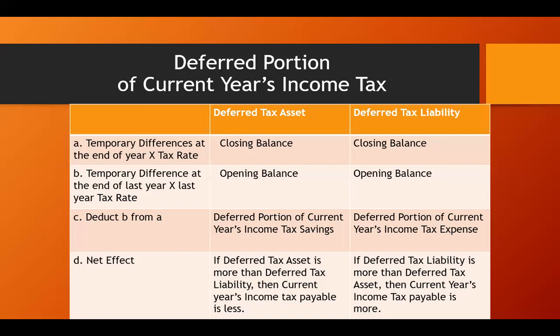The second one is the deferred portion of the current year's income tax expense. The net effect is, if the deferred tax asset is more than the deferred tax liability, then the current year's income tax payable is less. If the deferred tax liability is more than the deferred tax asset, then the current year's income tax payable is more. This is how we calculate the deferred portion, by comparing the closing balance and opening balance of deferred tax assets and deferred tax liabilities.